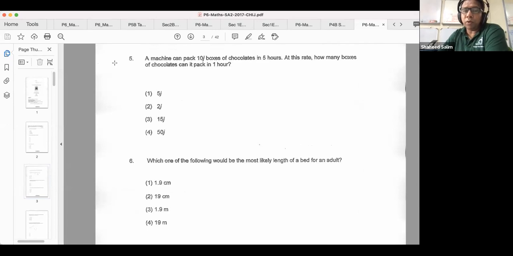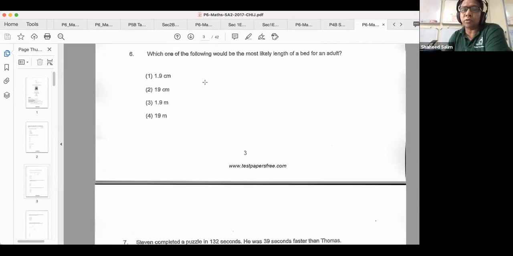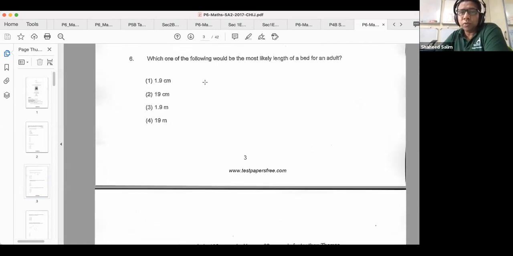A machine can pack. Okay, we move on to the next one. Sorry, question 6, please. Darwish, you got the answer for that, right? Okay, so now question 6. What is the length of a bed? You must know this. Okay. Well done, Kasih. Well done, Darwish. Anyone else? You all must be able to answer this. If you do not know, habis lah. Well done, Putri. What about the rest? Zahin?